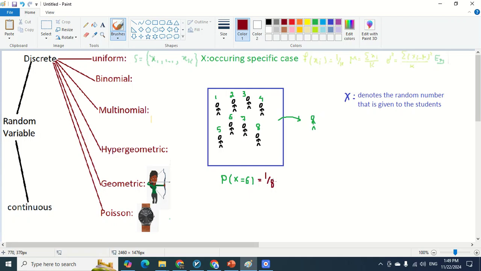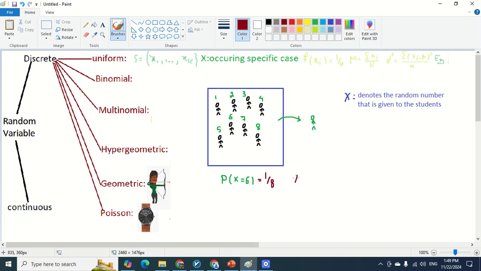Moreover, if I want to know the average of the number that can be selected from the class, it means that if I select one student, for example, the number of that student is 8. If I select the second time a student, then the number is 4. Another one is 5. Another one is 2. What is the average of these numbers?